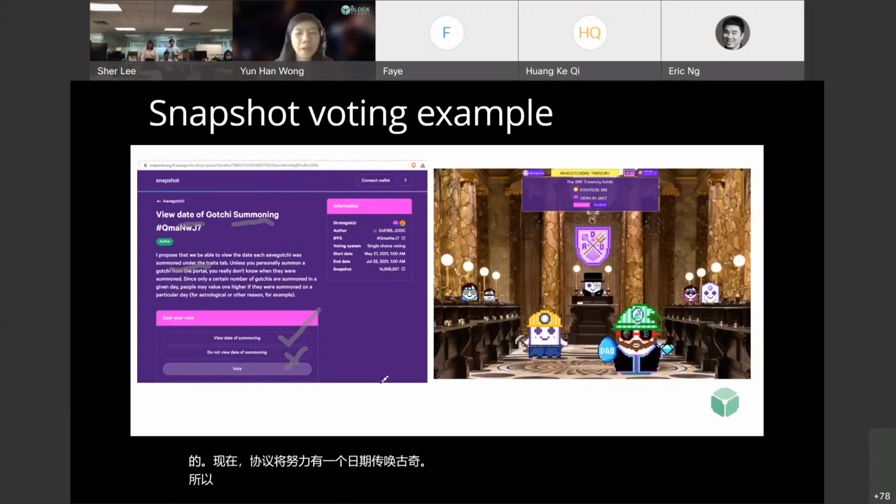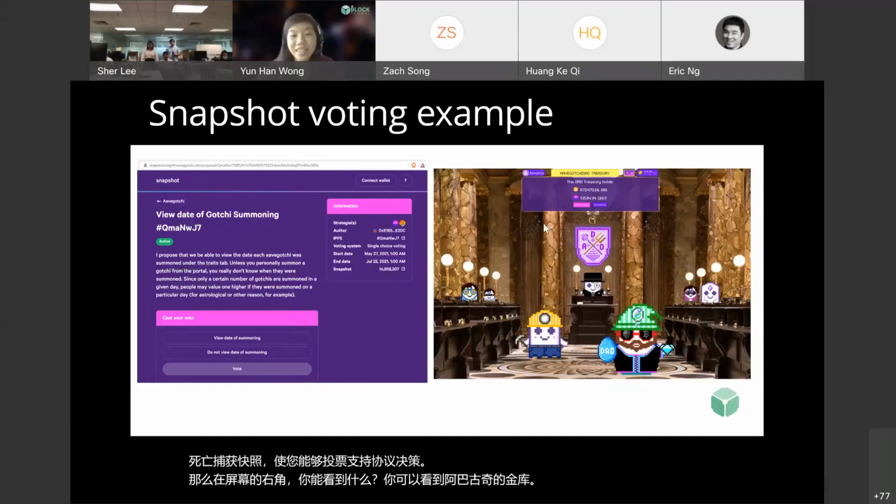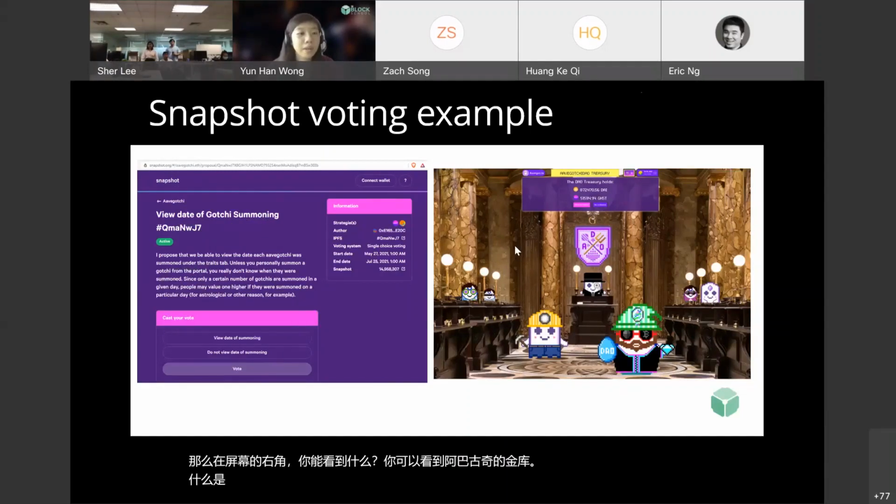A lot of DAOs, a lot of blockchain companies, utilize this dApp called Snapshot that enables you to vote for protocol decisions. At the right-hand corner of the screen, what can you see? You can see Avagochi's treasury. What is a treasury? It is a place where you store the funds in this protocol.